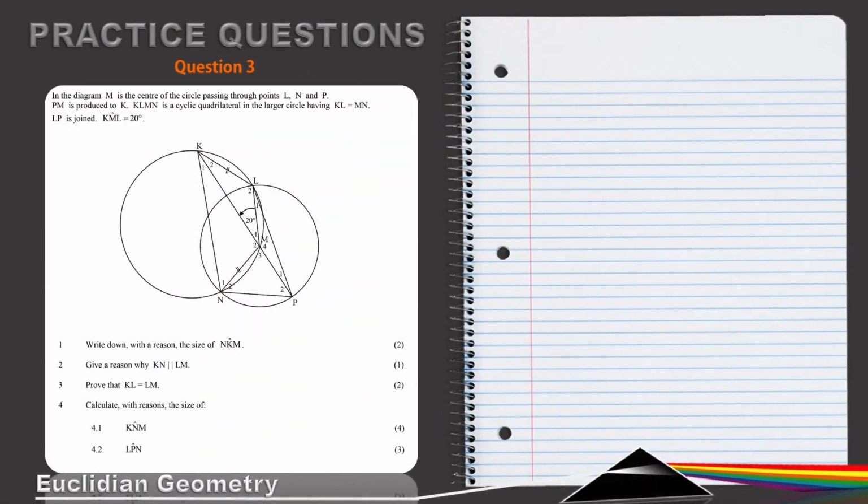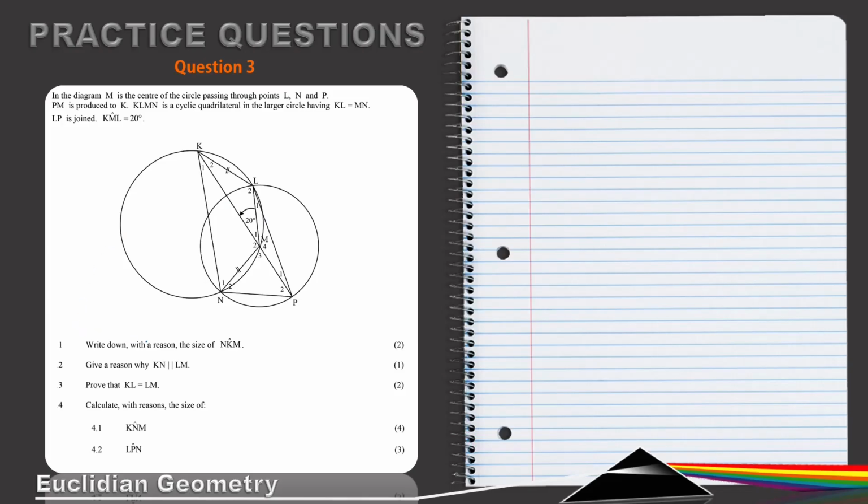Question 3. In the diagram, M is the center of the circle passing through the points L, N, P. Then PM is produced to K. KLMN is a cyclic quadrilateral in the larger circle, having KL equal to MN. So that is also given on the diagram. LP is joined, and KML is 20 degrees, that angle over there.